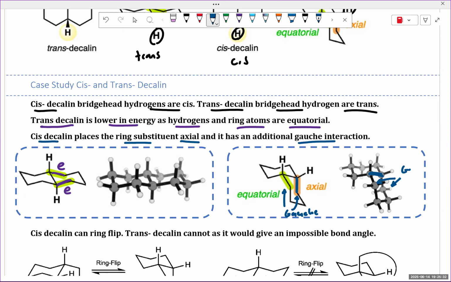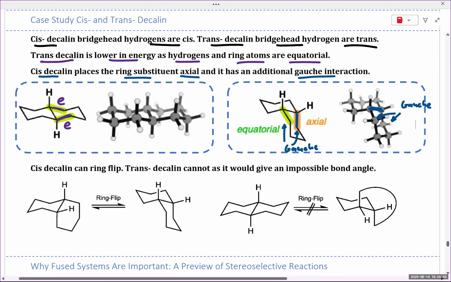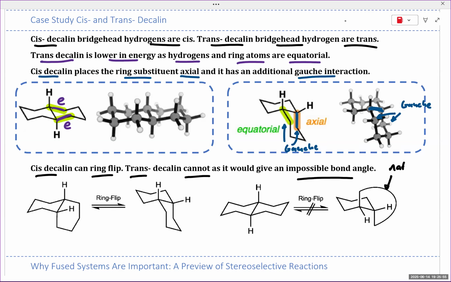Now, the cis and trans Decalin rings also have some differences in terms of ring flip capability. Cis Decalin can ring flip, trans Decalin cannot, as it would give an impossible bond angle. This is not happening. So cis Decalin is capable of a ring flip, trans Decalin is not.